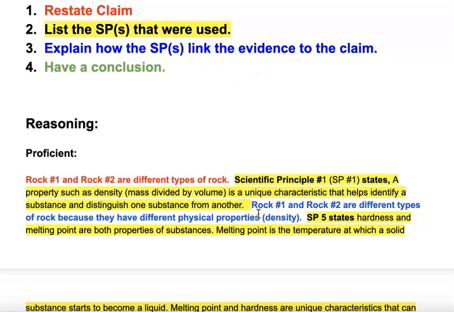Well, rock 1 and rock 2 are different types of rocks because they have different physical properties, such as density. So if they have different densities, they're going to be different rocks. So I can't just list this, but I have to explain why this scientific principle links my evidence back to my claim. It supports it.